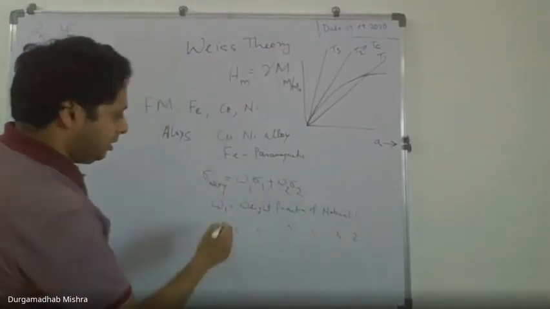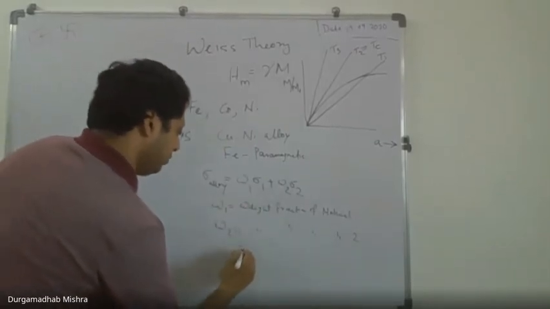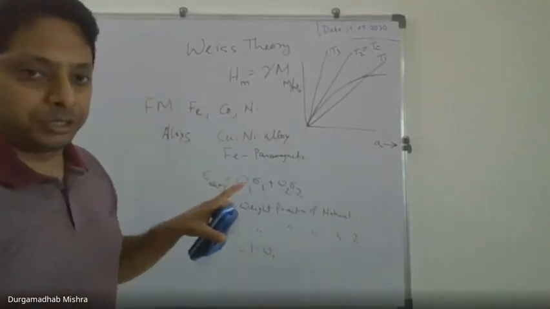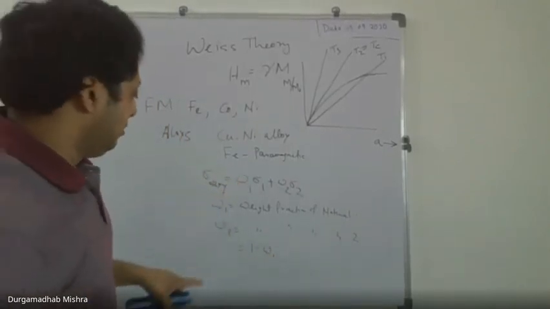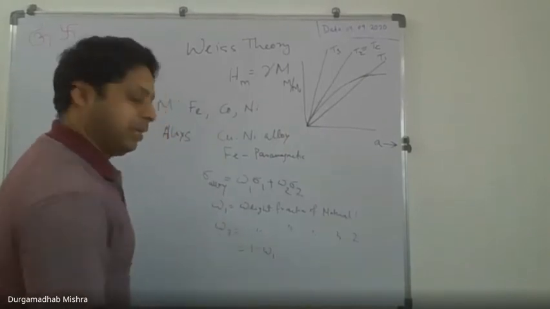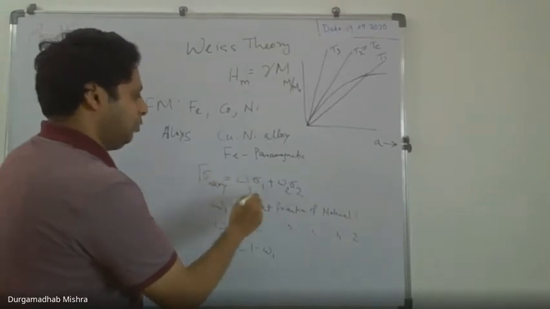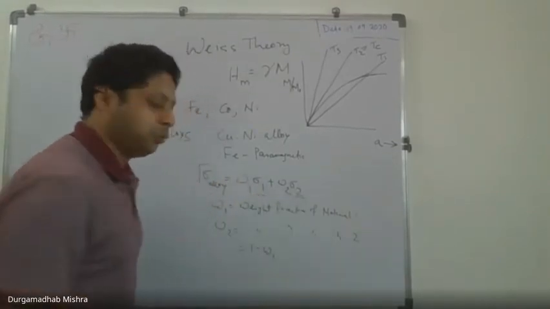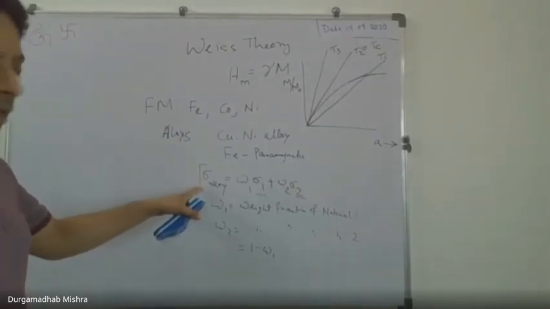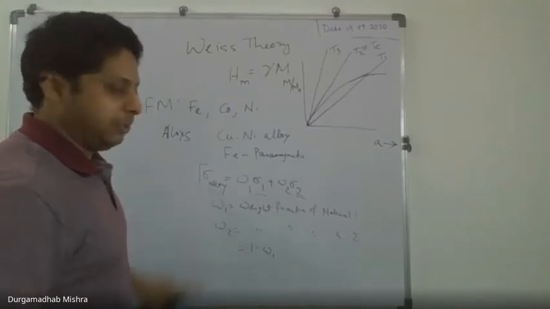You can also write W2 as equal to 1 minus W1. If you have two components in the alloy, you can write W2 equal to 1 minus W1 as well. And if you know sigma 1 and sigma 2, you can actually calculate the specific magnetization of the alloy.